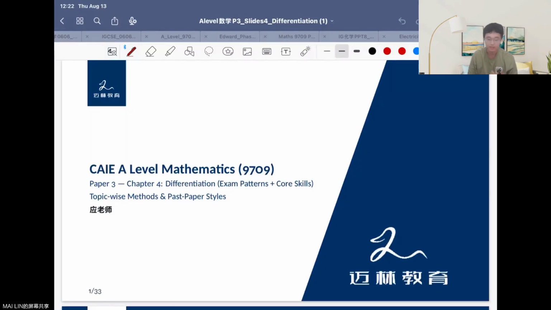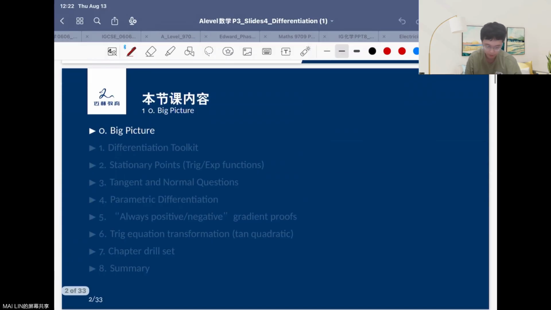Today we are talking about differentiation in P3. Okay, so let's move into the first part, about the differentiation toolkit.